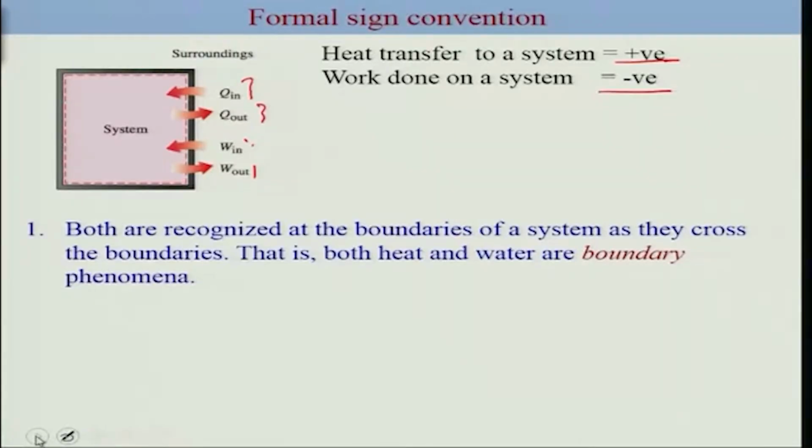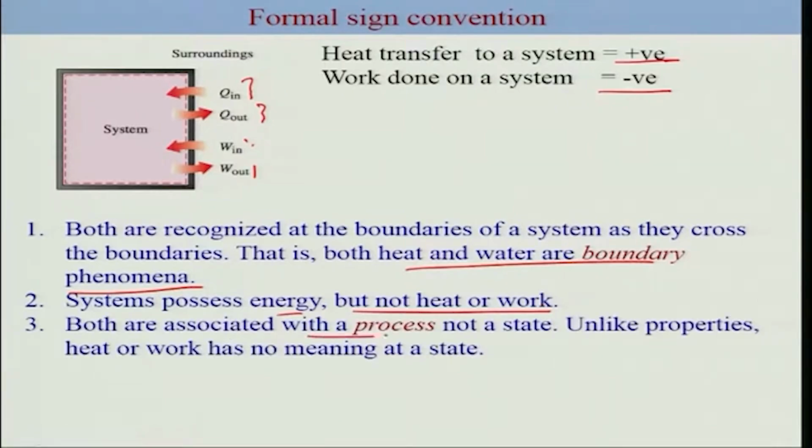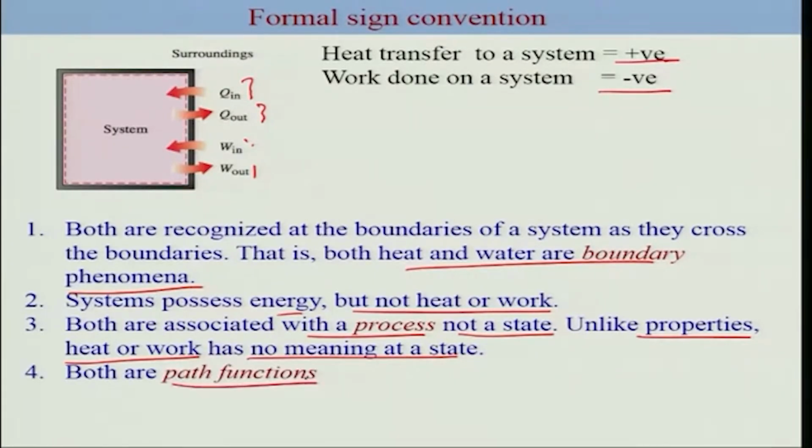Now, heat and work both have similarities. Both are recognized at the boundary of the system as they cross the boundaries. That is, both heat and work are boundary phenomena. We have emphasized this now many times. A system possesses energy, but it does not contain heat or work. Both are associated with a process, not a state. Unlike properties, which are point functions, heat or work has no meaning at a state. It's only relevant when there is a change in the states. Both are path functions. That's something which we are going to discuss a bit now.